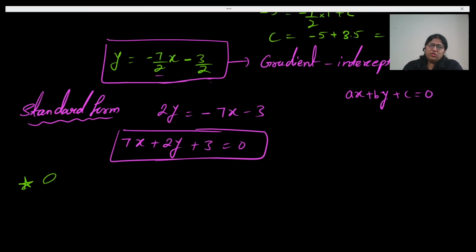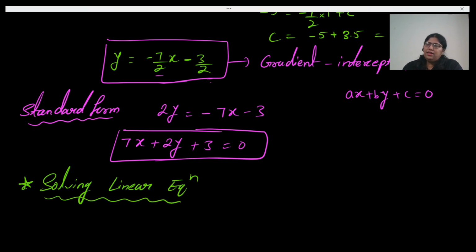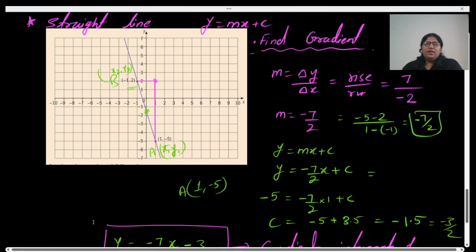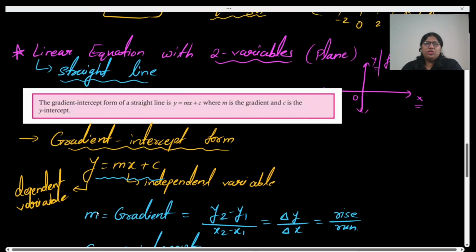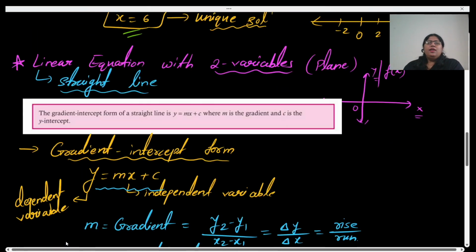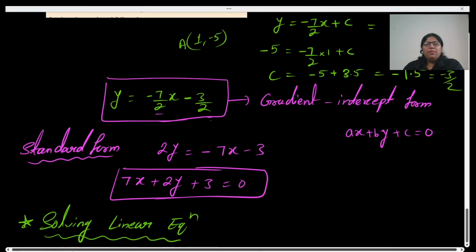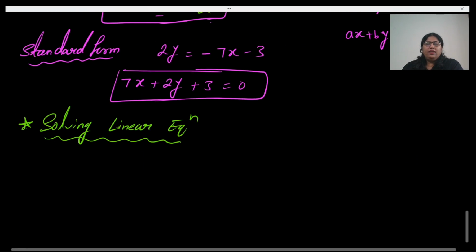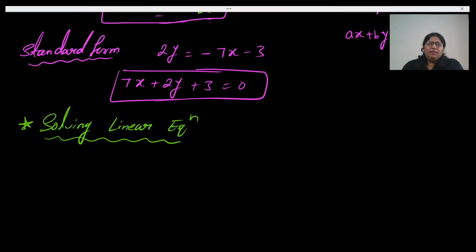So here, solving linear equations. See, till now I have not taken simultaneous equations, right? So when you solve a linear equation, you get one unique solution, right? Here there was one unique solution because there was one variable. Now here, my number of equations is 1, so I have y, you can write it in gradient intercept form. If I write it, it is y equals minus 7x minus 3 by 2.